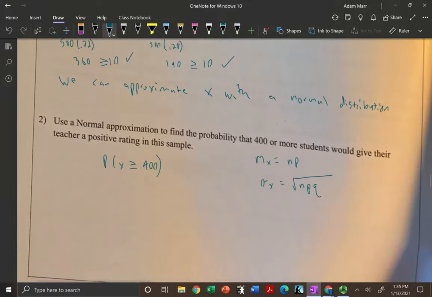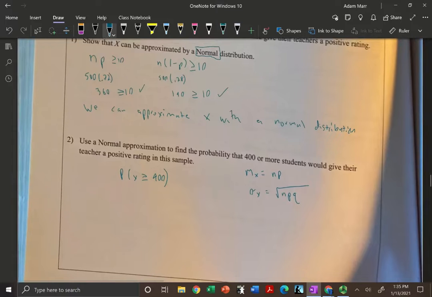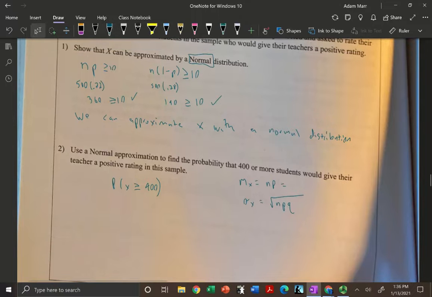Okay, next. Use the normal approximation to find the probability that 400 or more students would give their teacher a positive rating in this sample. No problem. We want the probability that X is greater than or equal to 400. Well, we have to figure out the mean and the standard deviation. The mean of any binomial random variable is N times P. So in this case, N was 500.